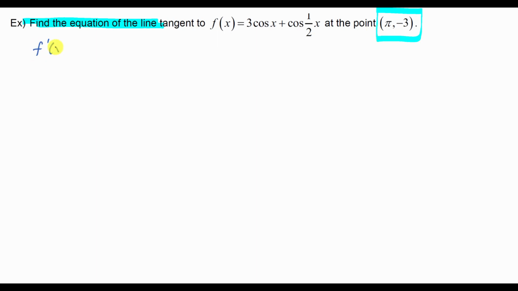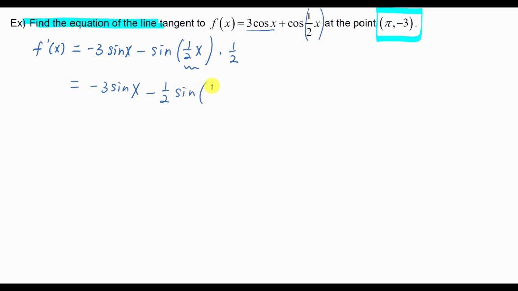So f prime of x is equal to the derivative of 3 cosine x, which is negative 3 sine x, plus the derivative of cosine of 1/2 x. This is not cosine x. So this is a composition of two functions. The outside function is cosine. The inner function is 1/2 x. So you need to use the chain rule here. So to take the derivative of cosine of 1/2 x, the derivative is negative sine of the input, times, now you multiply by the derivative of the inner function, which is just 1/2. This is it, pretty simple. So my f prime of x is equal to negative 3 sine x minus 1/2 sine of 1/2 x.